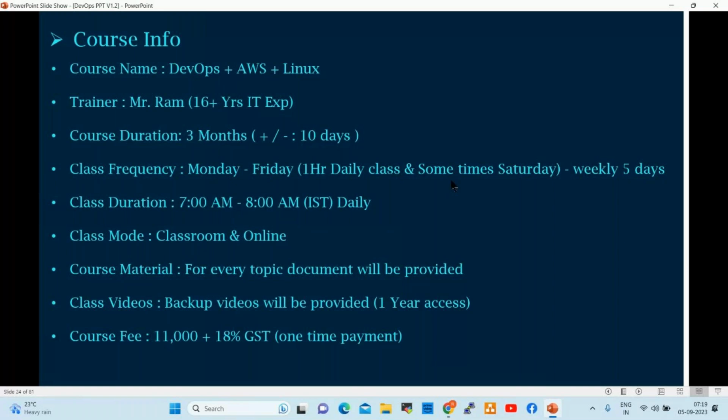And class timing is 7 a.m. to 8 a.m. IST daily. This is a fixed time and will not be changed, right? And the class mode is classroom and online. Both are available. People attended classroom today, but due to heavy rain, very few people attended the classroom, and some attended online. Whoever is planning to come to the classroom can definitely come down. Whoever is staying nearby can come down and attend the classroom. Classroom and online have the same timings, and both are very effective, right?